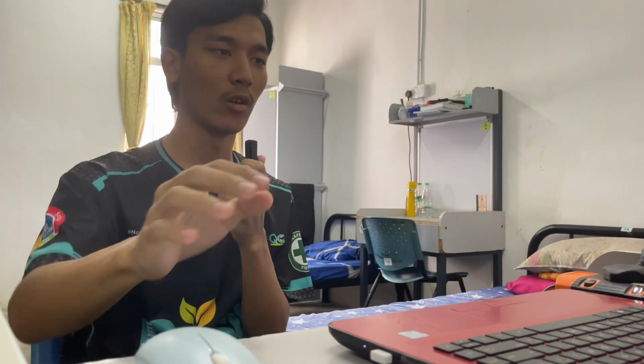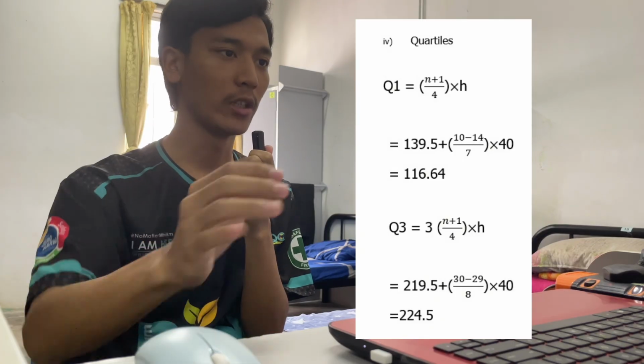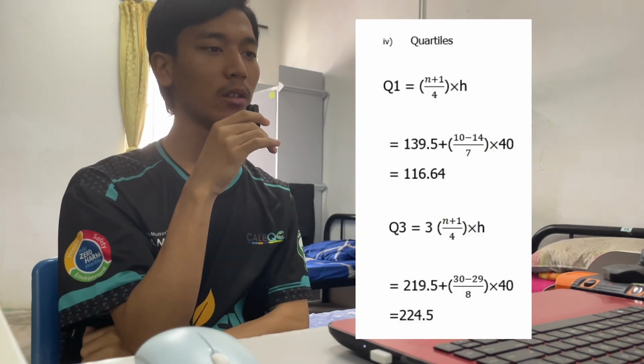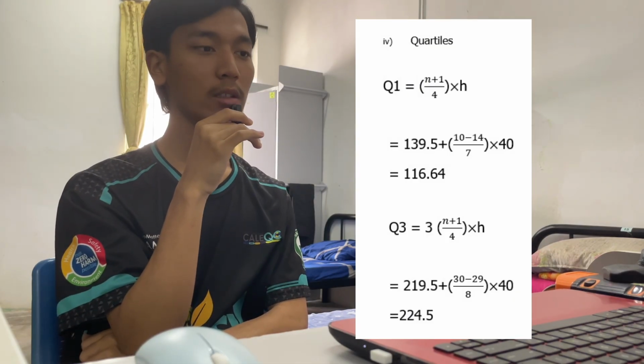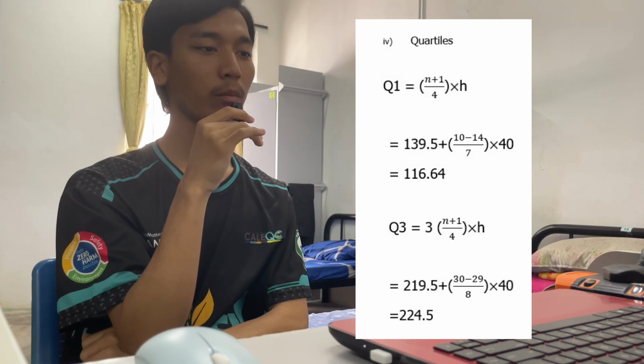For our quartiles, Q1, we get 16.64, and our Q3 is 224.5. So in conclusion, about 25% of students spend less than 128 ringgit and 7 cents on entertainment for Q1, and for Q3, about 75% of students spend less than 224 ringgit and 50 cents.